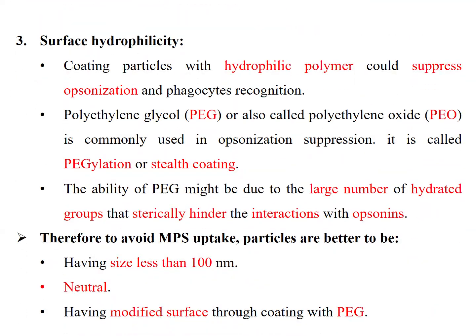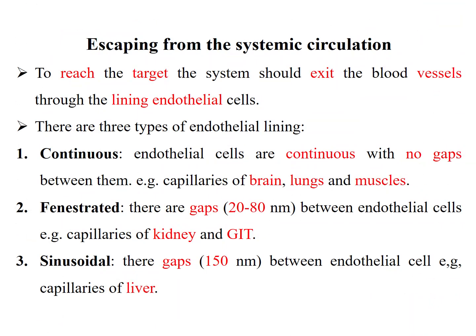Coating particles with hydrophilic polymers like polyethylene glycol, also known as PEGylation or stealth coating, can suppress opsonization and phagocyte recognition. PEG's large number of hydrated groups sterically hinder interactions with opsonins. To avoid uptake by the mononuclear phagocyte system, particles should be less than 100 nanometers, neutral in charge, and have PEG coating. To reach the target, the delivery system must exit blood vessels through the endothelial lining.